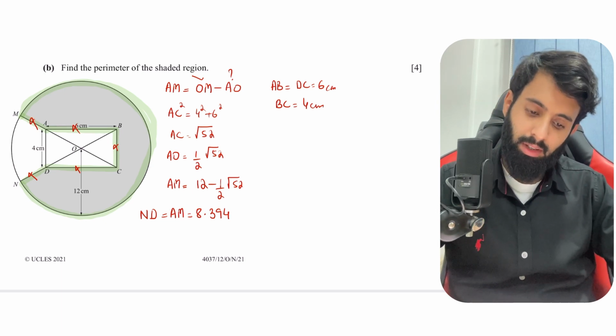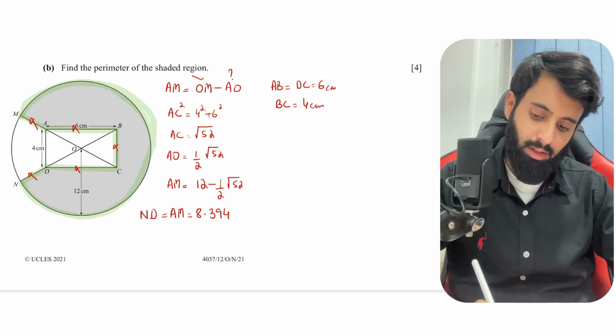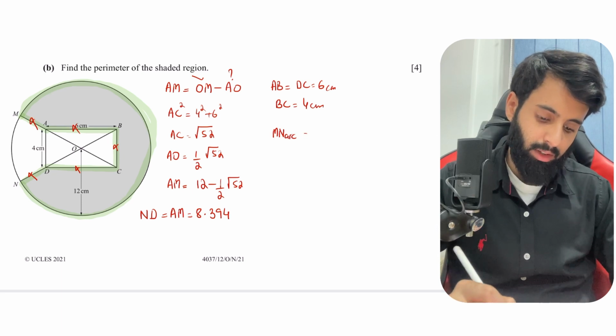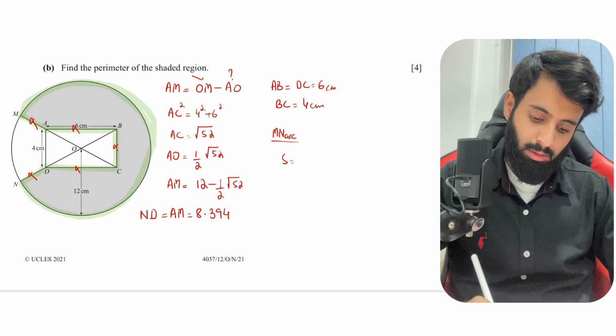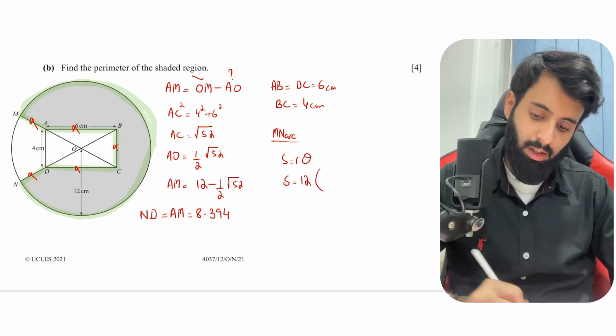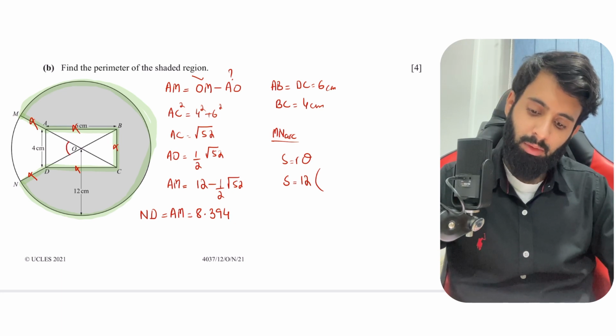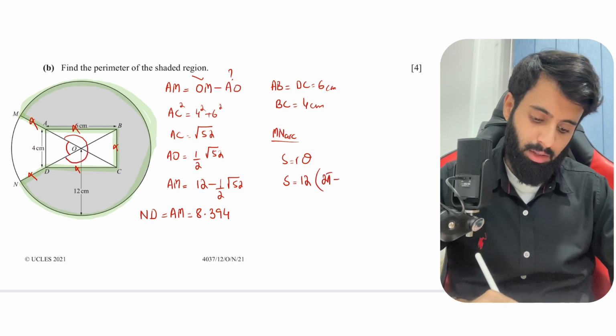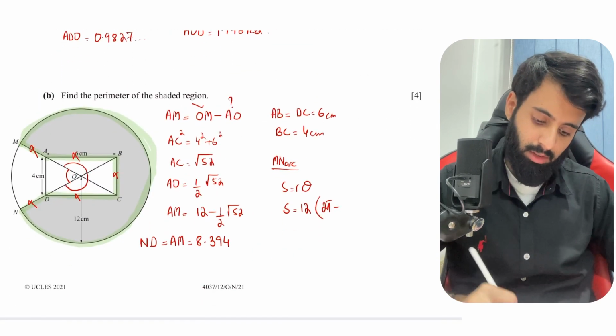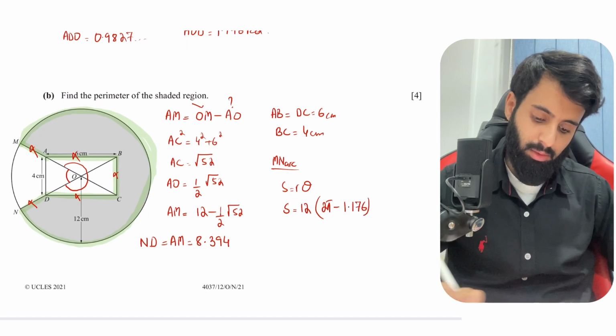So how do you find the arc length? Well, I should mention that we're doing MN, the arc. The formula for calculating the arc length is S equals R theta, where S is the arc length, 12 is the radius, and theta is the angle. Now remember, the question already made us work out angle AOD, which means if I want this angle, I'll have to do 2 pi minus, what was it, 1.176, because the full circle is going to be 360. So 2 pi minus 1.176.